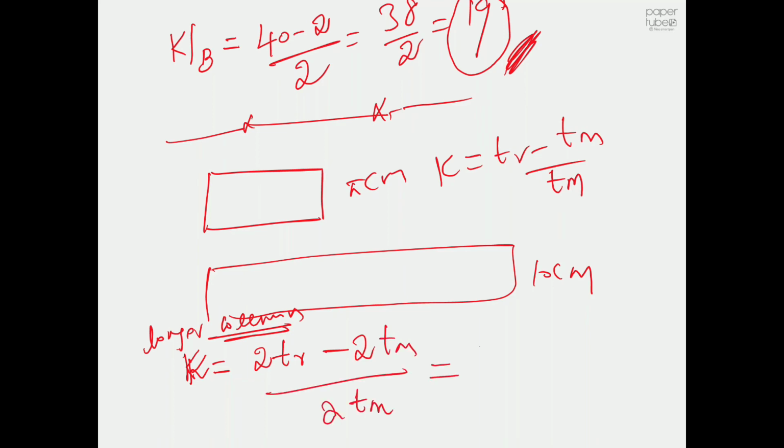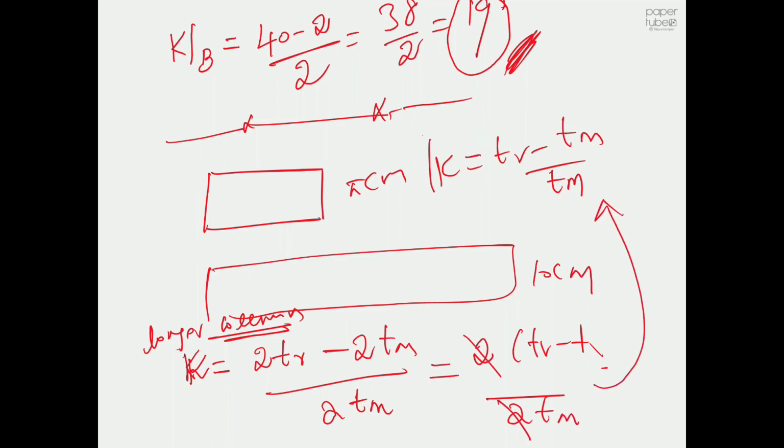You take 2 common outside, so it is 2 multiplied by TR minus TM, divided by 2 multiplied by TM, and the 2 gets cancelled. So this will be equal to your retention factor in the small column. So that's the main advantage of expressing the results in terms of retention factor.